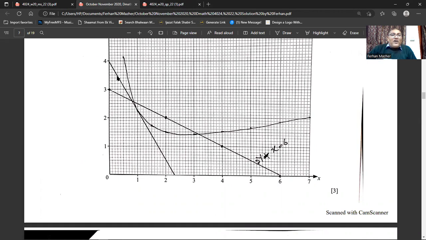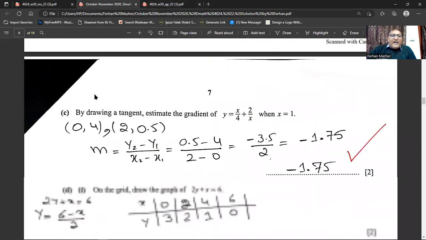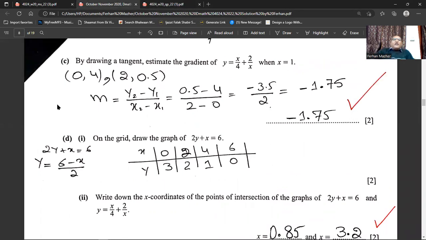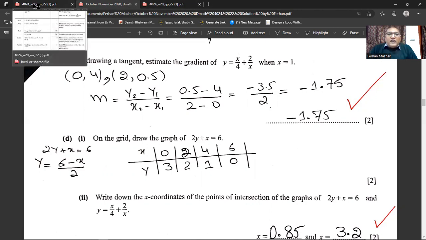Then I will take 2 points on this tangent. Take any 2 points on this tangent line and note down their coordinates. For example, I have taken (0, 4) and (2, 0.5). Then we will find the gradient. The formula for the gradient is y2 minus y1 divided by x2 minus x1. So 0.5 minus 4, divided by 2 minus 0. You will get minus 3.5 divided by 2, and that will be minus 1.75. So the gradient of the tangent is minus 1.75.